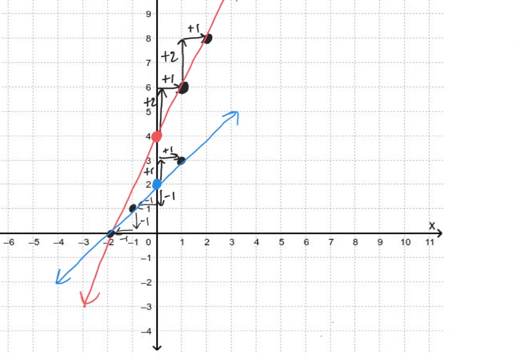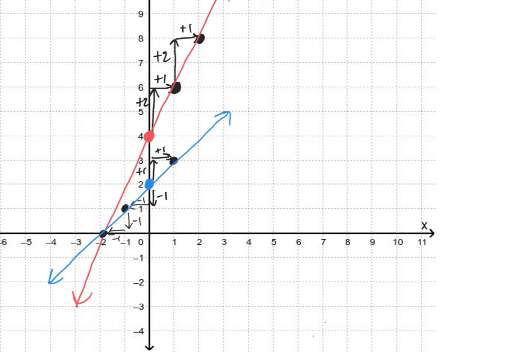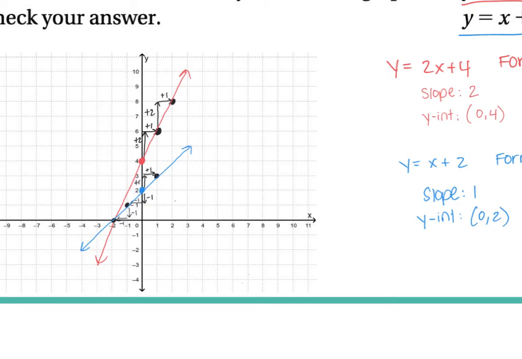Where do these two graphs intersect? Yep. At negative 2, comma 0. That is the solution to our system, okay? And you can always check it by taking x equals negative 2, y equals 0. If you plugged it into both of your equations, it would satisfy it, okay? So if you plug x equals negative 2, y equals 0 into the red one, you're going to get 0 equals 0. And the same thing if you plug it into the blue one. You'll get 0 equals 0.